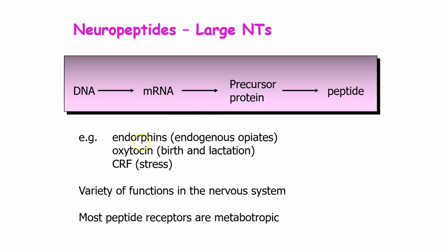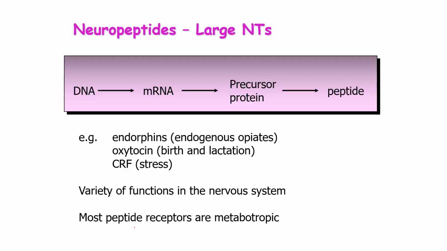Some examples of neuropeptides that you may have heard of that I've mentioned already: endorphins. These are types of opiates, but they are made by your body. So they're similar in action and structure to morphine or heroin, but they are not as powerful as those drugs. But they activate the same receptors as those drugs do, endorphins do. Oxytocin is a neuropeptide that's important in birth and lactation, and is also thought to play a role in kind of social bonding, in addition to its function in birth and lactation. But neuropeptides have a variety of different functions in the nervous system, and the vast majority of peptide receptors are metabotropic.